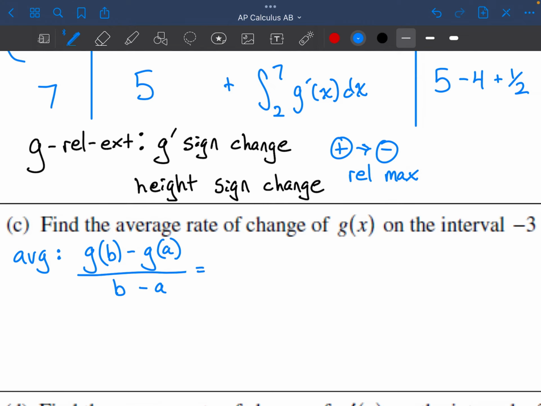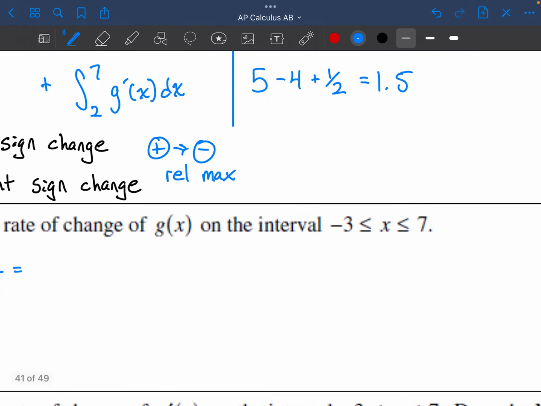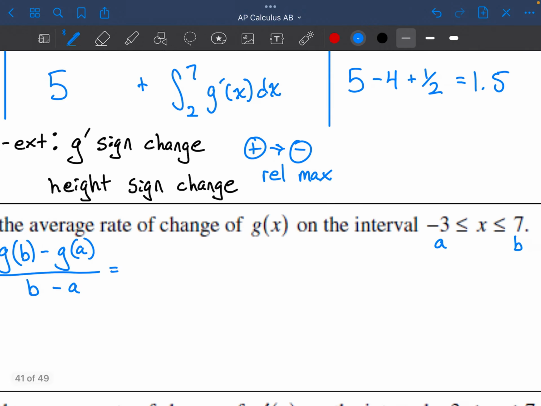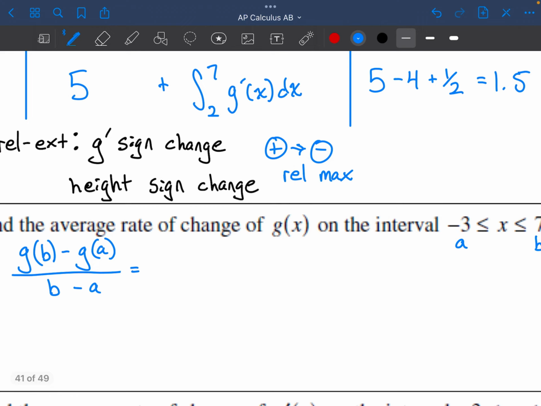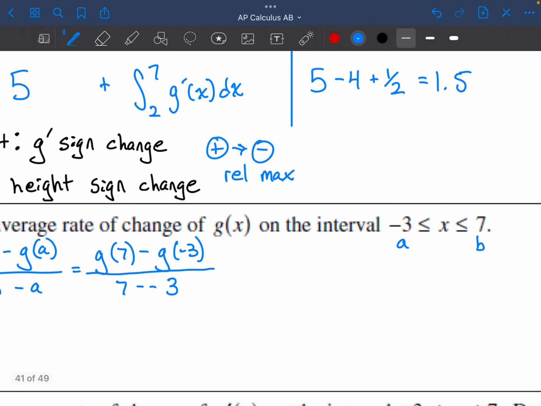So for us, all I have to do is plug in what is A and what is B. I'm going to go ahead and call -3 my A and 7 my B. You could reverse those and you'll still get the same answer, by the way. So that means I'm going to do G of 7 minus G of -3. All of this is going to be divided by 7 minus a -3, double negative there, but just remember that you have to worry about that.